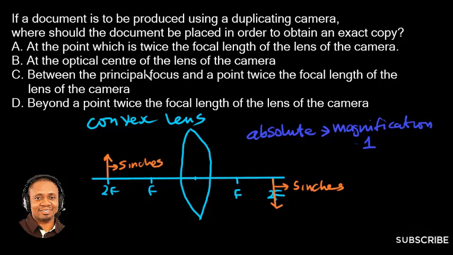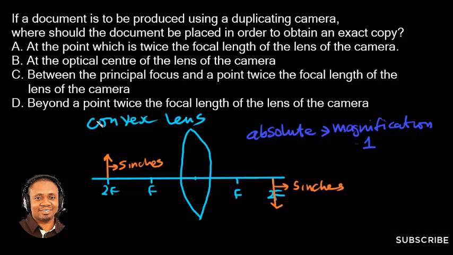Alright, so now let us go back to the question. The answer options, we have answer option A, at the point which is twice the focal length of the lens of the camera.